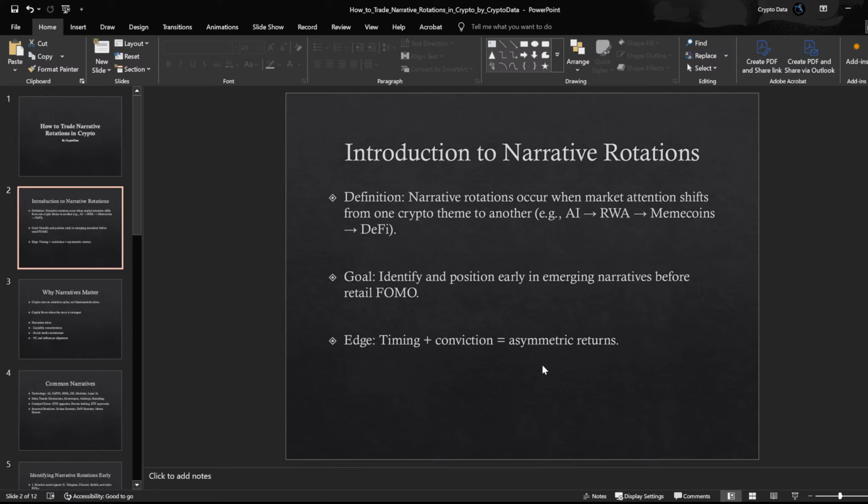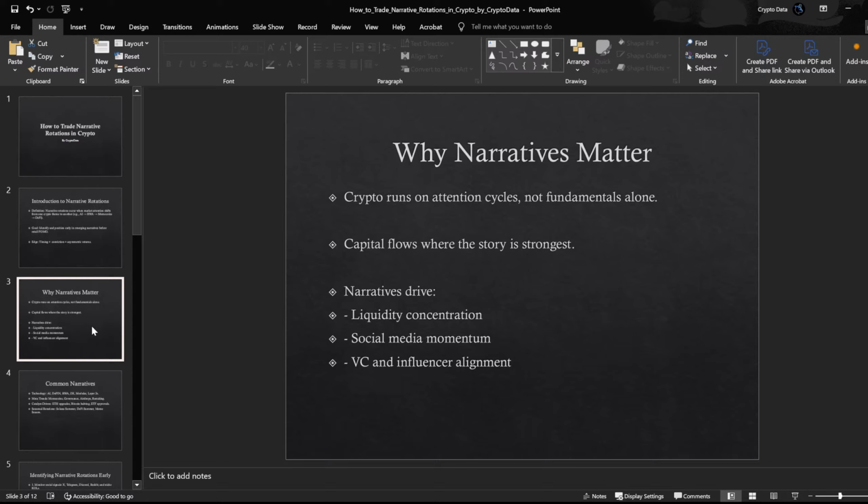Just like with Aster, that thing literally pumped from 8 cents all the way up to over $2.40. That was an obvious narrative rotation shift. Once that started pumping, the BNB ecosystem was pumping, and then everything else, the meme coins on the BNB ecosystem, was pumping. So that's something you guys have to be able to identify, and then afterwards you can really capitalize.